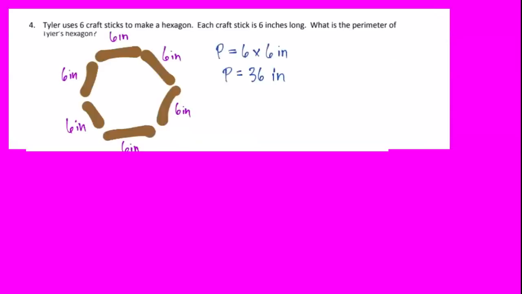Tyler uses craft sticks to make a hexagon. Each craft stick is 6 inches long. What is the perimeter of Tyler's hexagon? 1, 2, 3, 4, 5, 6 sides in a hexagon. Each is 6. So if they're the same, you could multiply 6 times 6 equals 36. Or you could have added 6 plus 6 plus 6 plus 6 plus 6 plus 6, which would also give you an answer of 36 inches for the perimeter.